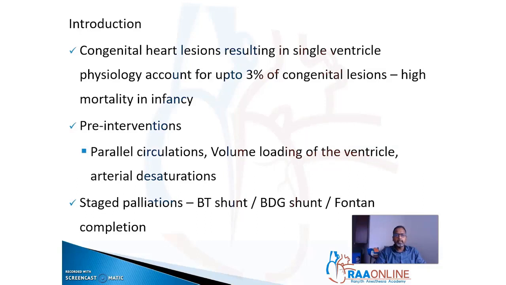Congenital heart lesions resulting in a single ventricular physiology account for up to 30% of the congenital lesions, and they are usually associated with high mortality, especially in infancy. These lesions are characterized by inefficient parallel circulations, volume loading of the single ventricle, and arterial desaturation. These patients will require staged palliations, either BT shunt followed by Glenn shunt, then Fontan completion, or bilateral Glenn shunt, then going for a Fontan completion.